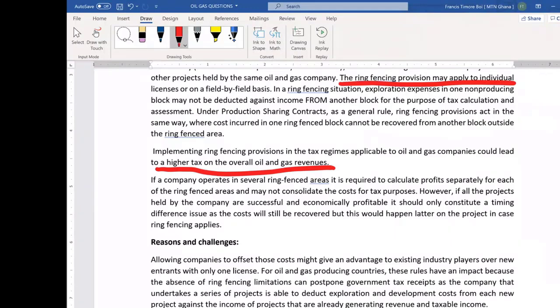Derek, Francis, Nicholas, do you agree that ring fencing increases taxes? I agree. Yes. Francis, yes, it can lead to higher tax. Why? Because you are not allowed to carry. Will you recommend that Ghana changes the ring fencing? Because the oil companies are suffering.